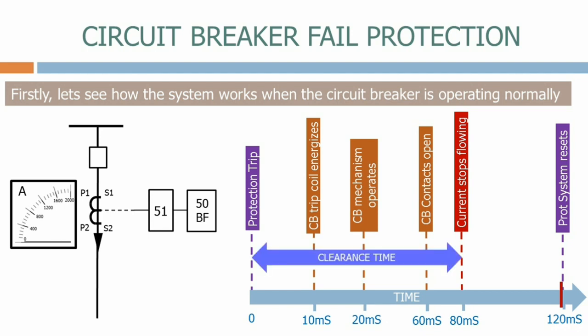The amount of time from the moment of the protection trip to when the current stops flowing is classed as the clearance time. This is fairly constant and depends on the operation of the circuit breaker mechanism. The time from when the current stops flowing to when the protection system resets is called the overshoot time.